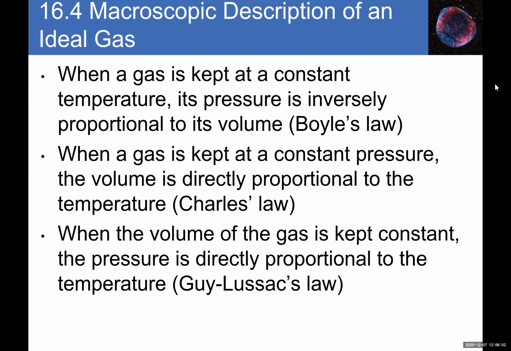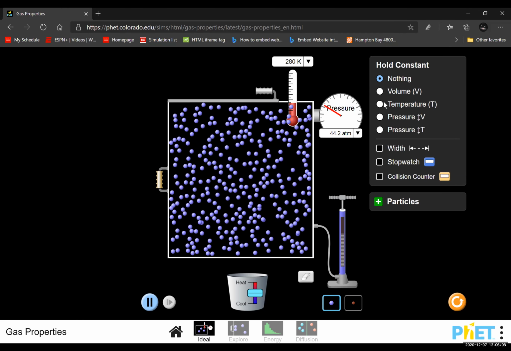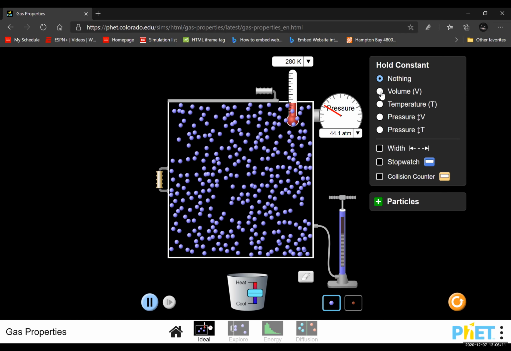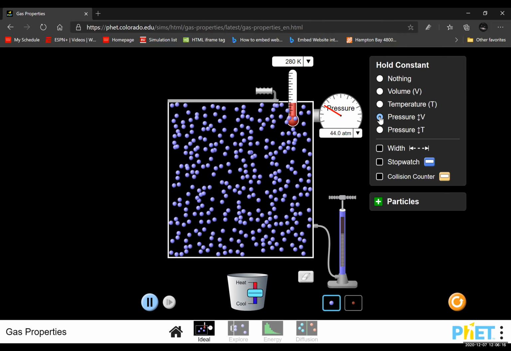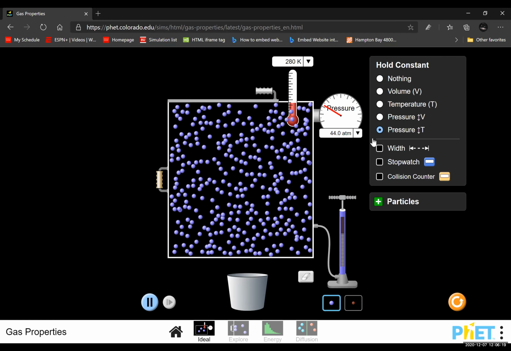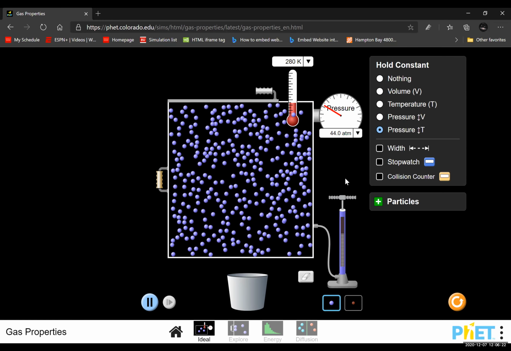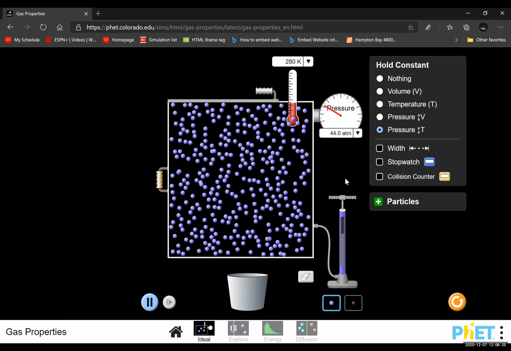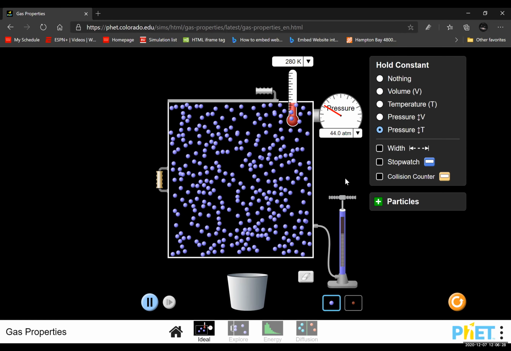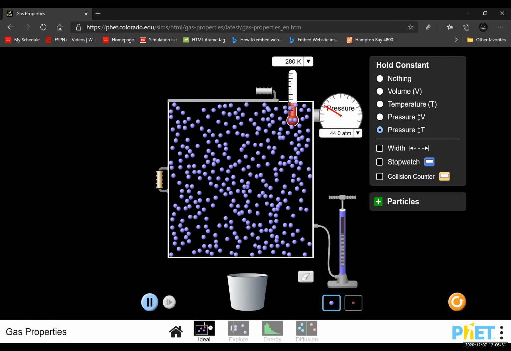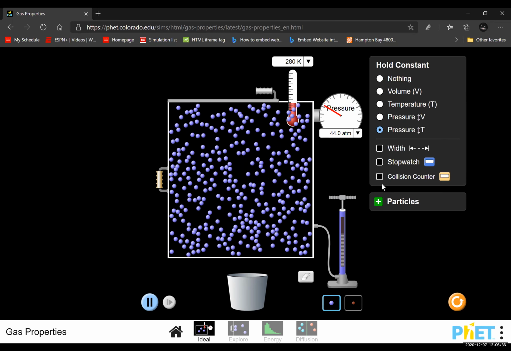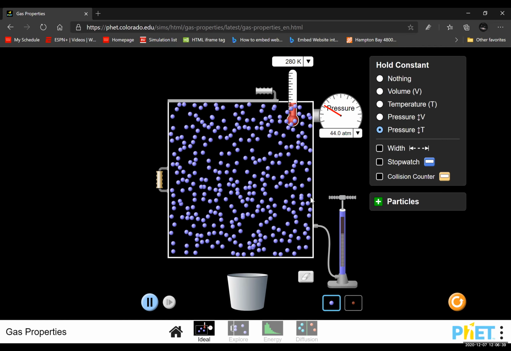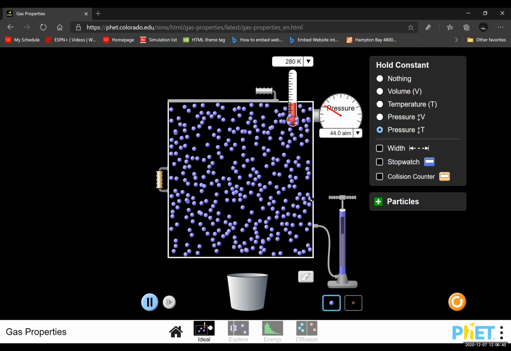Let's explore this, because this also allows me to hold something constant. So I can hold the pressure constant. The idea was that when the pressure is constant, if I change the temperature, instead of affecting pressure, which cannot be changed now, it is going to affect the volume. So let's do that. Well, I'm actually not able to do that right now for this particular simulation.